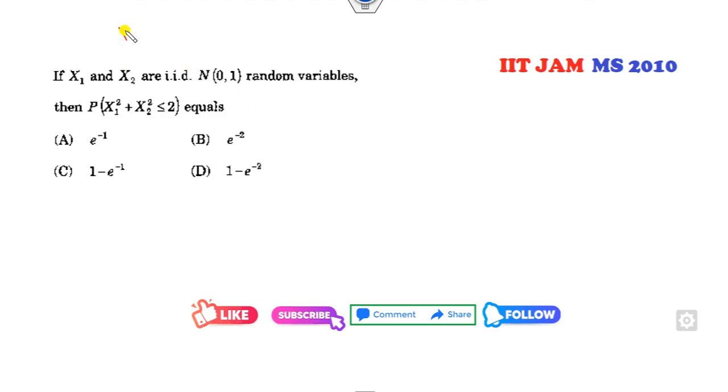Okay, what is given to you? X1 and X2 follow normal distribution with 0, 1. Oh, this kind of question is very important. Fine. Every year this question will be asked in the examination. Now I will give you a tip: whenever you see the normal distribution and square, it will always follow the chi-square.